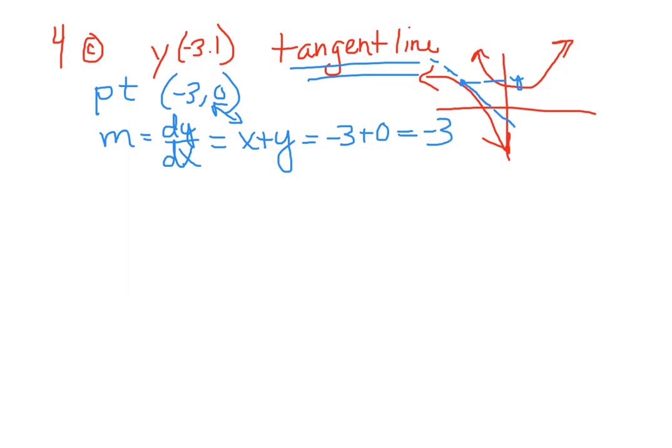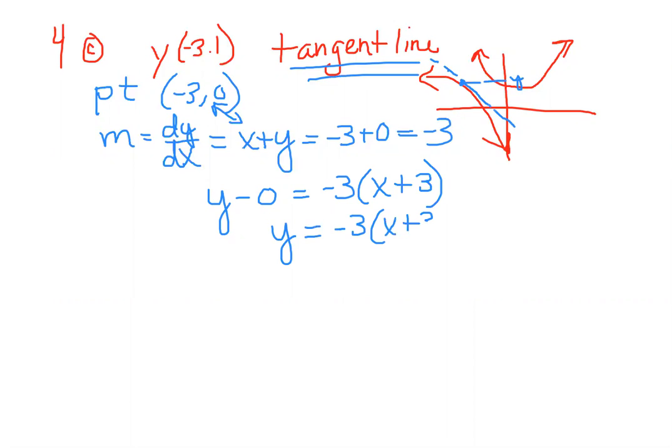So the equation of the tangent line is y minus 0 equals negative 3 times x plus 3, or y equals negative 3 times x plus 3. So that's the equation of the tangent line.